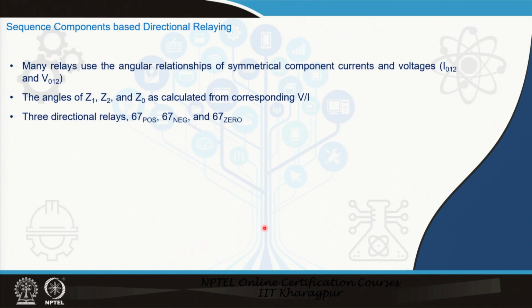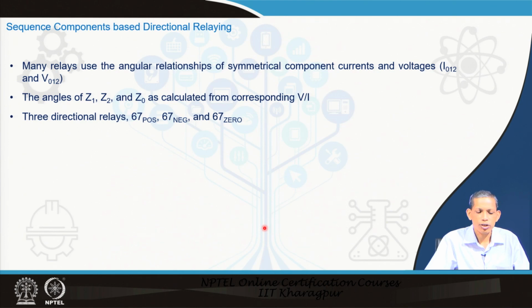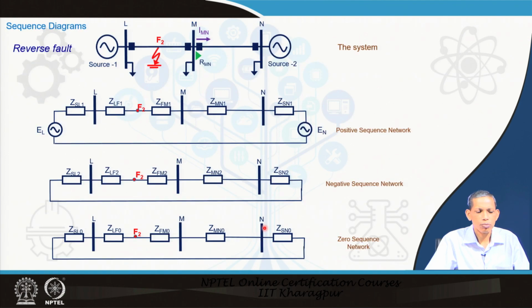So, we have three varieties of such relays: positive sequence, negative sequence and zero sequence relays based on sequence components. 67 positive, 67 negative, 67 zero sequence are for the overcurrent directional relays with the corresponding sequence components. We will go one by one. First, we will go with the positive sequence approach, but before going to that, let us see the sequence diagram and from there we will derive the corresponding directional relay principle.